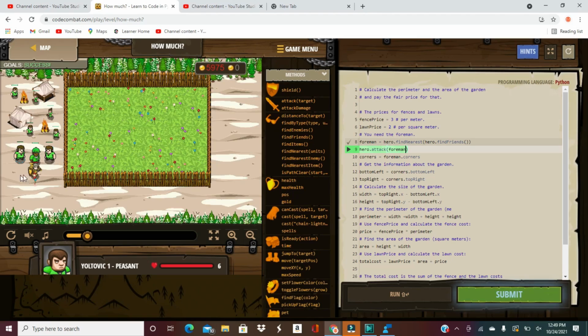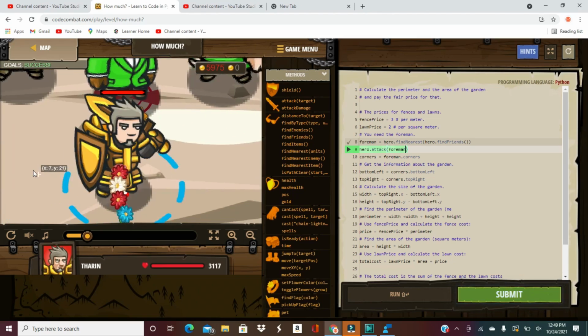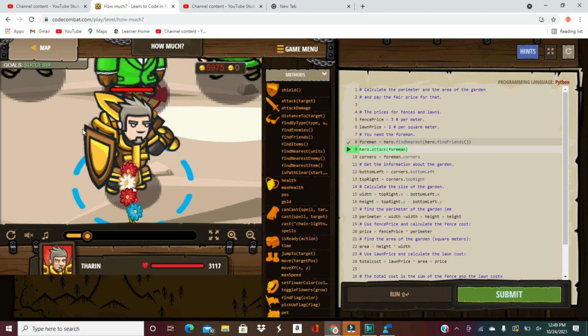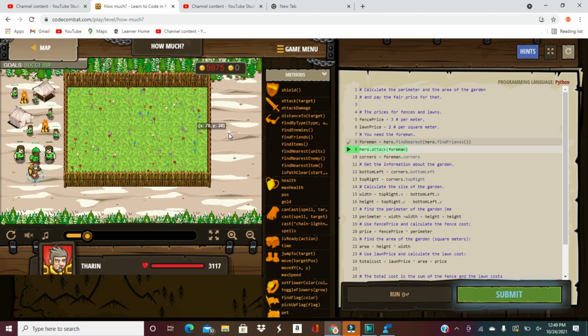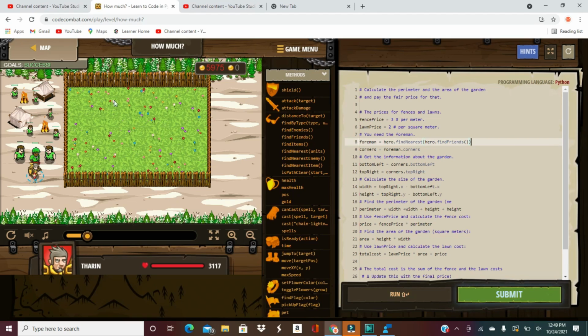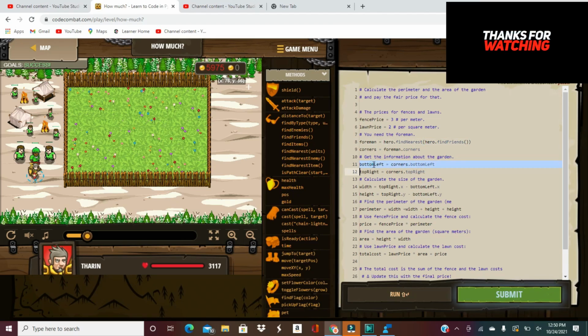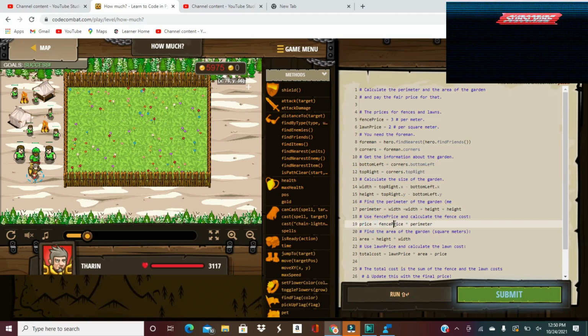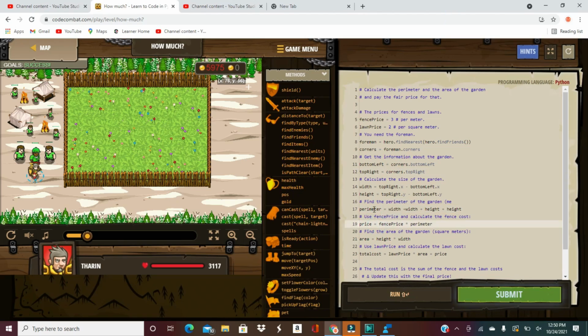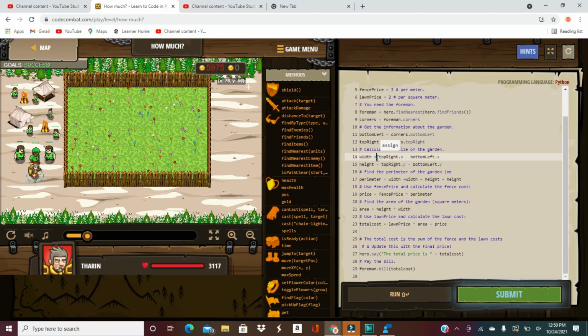So yeah, we just paid the price for the garden. It's accurate. We're happy. And yeah, so this is it. So what do we use in this level? Okay, first of all, we learned how to calculate the price of a garden and its fence. Second of all, we learned how to find the width and height just using corners. Third, we learned how to find the area, the price, the perimeter, and the total cost. And we learned how to find the width and height just using coordinates.